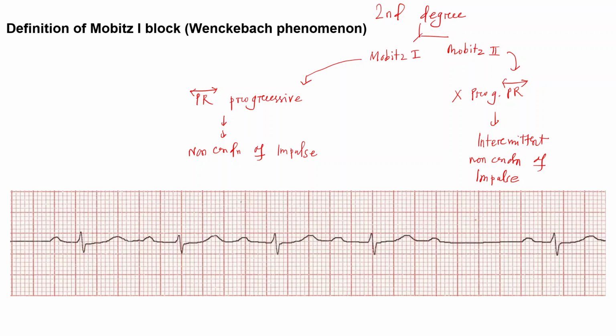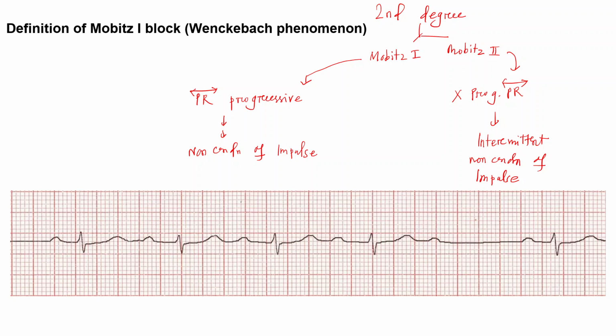Now, from this, if you are not familiar with these things, you might be thinking that Mobitz type 2 is better because there is no progressive PR prolongation. It's just the intermittent non-conduction of impulse. But in case of Mobitz type 1, you have PR prolongation, along with that you are having non-conduction of impulse. But let me tell you that Mobitz type 2 is much more dangerous than Mobitz type 1.